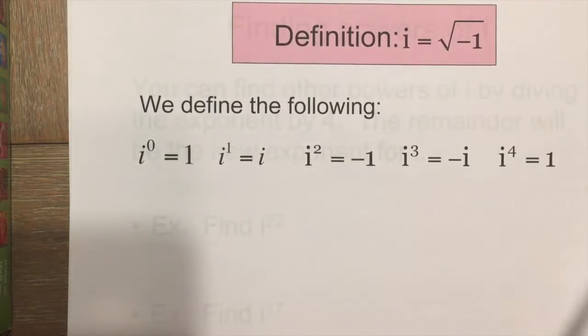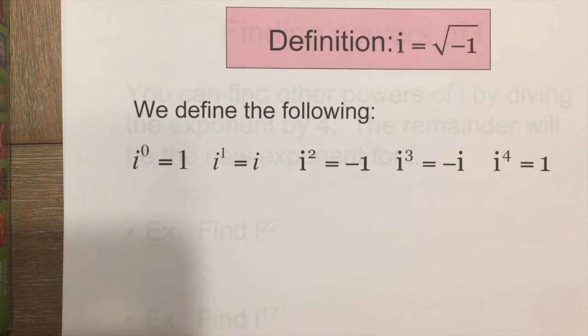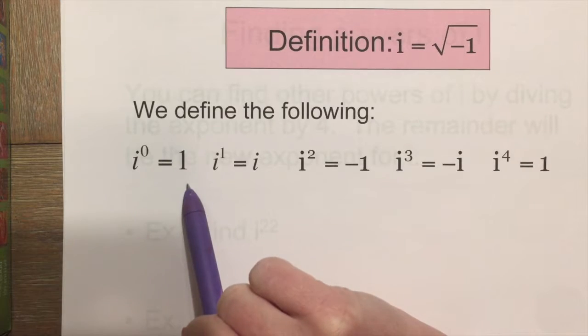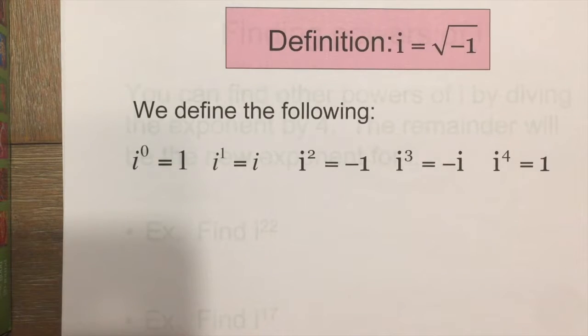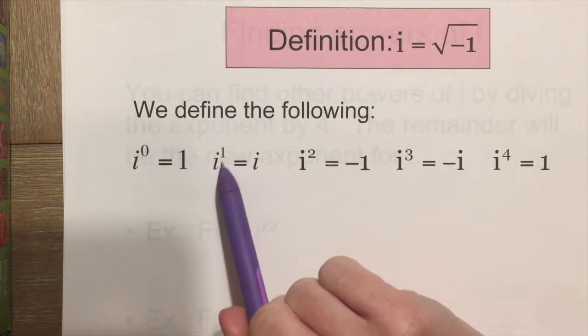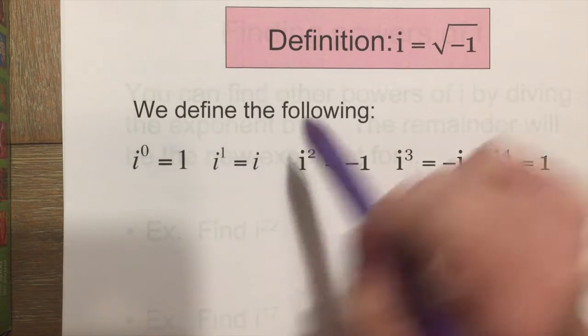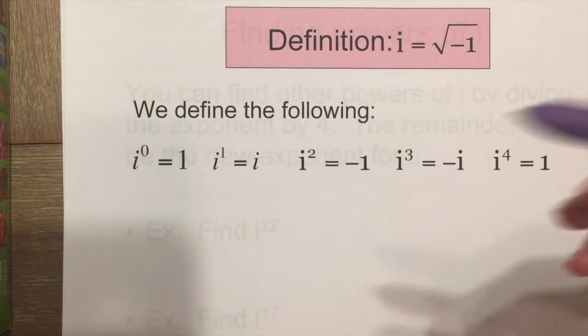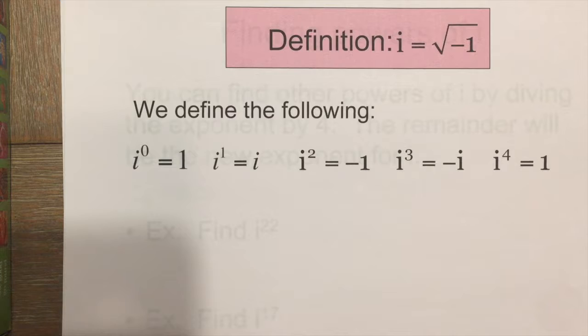So on the next part, you see where we have defined some values for i with exponents. It begins with i to the 0 power being 1. Anything to the 0 power is 1. You've seen that before, so that makes sense. And then i to the first power would be i. Well, most things to the first power. 5 to the first power is 5. -2 to the first power is -2. x to the first power is x.